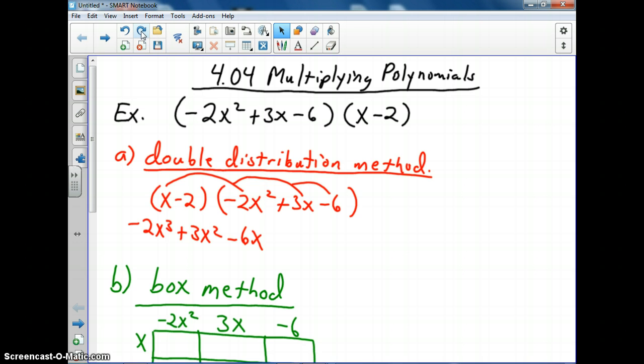Real simple. Now we're doing the -2. So what's -2 times -2x squared? 4x squared. That's what you're going to see there. Here I am multiplying it. What's -2 times 3x? -6x. That's what you're going to see. Okay, what's -2 times -6? +12. That's what you're going to see. Here we go. There's +12. So it makes sense what just happened?